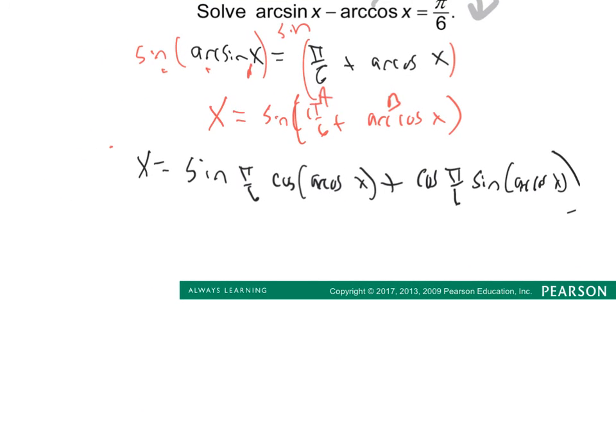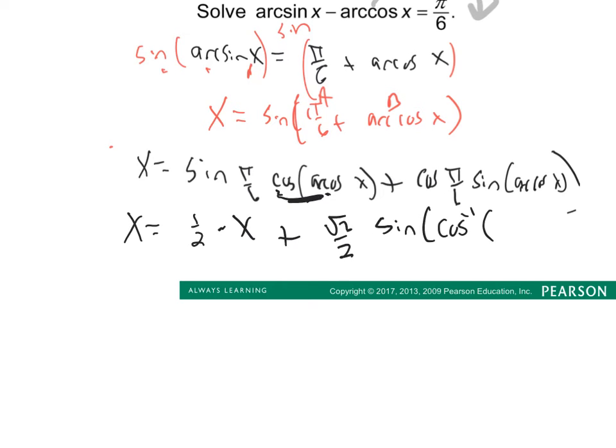So x is, the sine of pi over 6 is a half. And then I still have the cosine of the arc cosine. That's times x because these two cancel out. Plus cosine of pi over 6 was square root of 3 over 2. And now I'm still stuck with sine of the arc cosine of x.